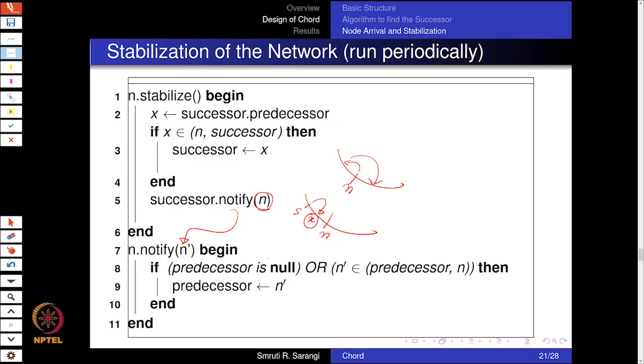And in the notify function, if there is no predecessor, or the node that is claiming to be the predecessor is actually the predecessor because it lies between me and my previous predecessor, then I set predecessor to n dash. So both these operations are what are called stabilization operations. So they help to fix any temporary inconsistencies in the network. So those issues get fixed.